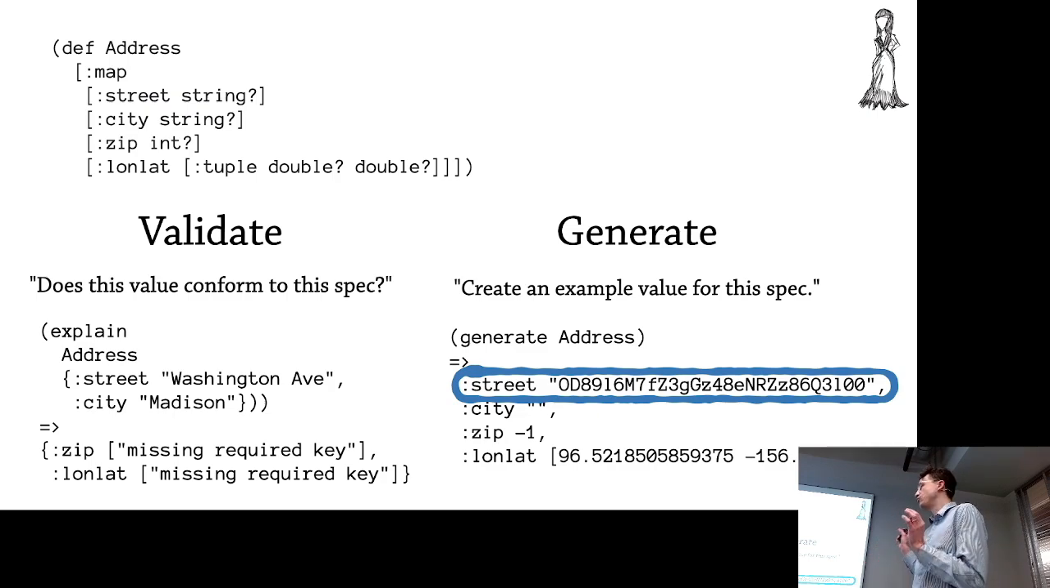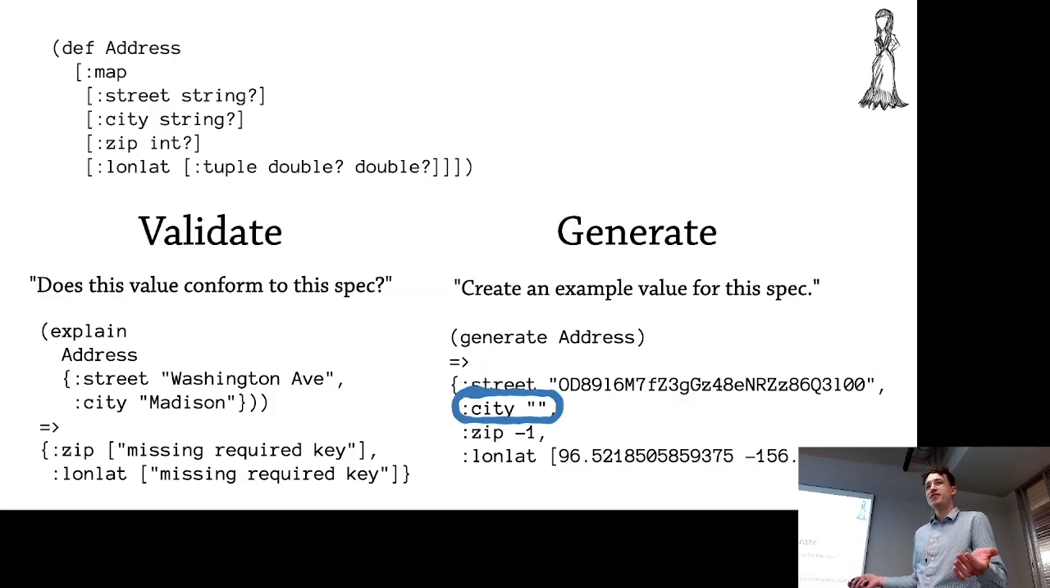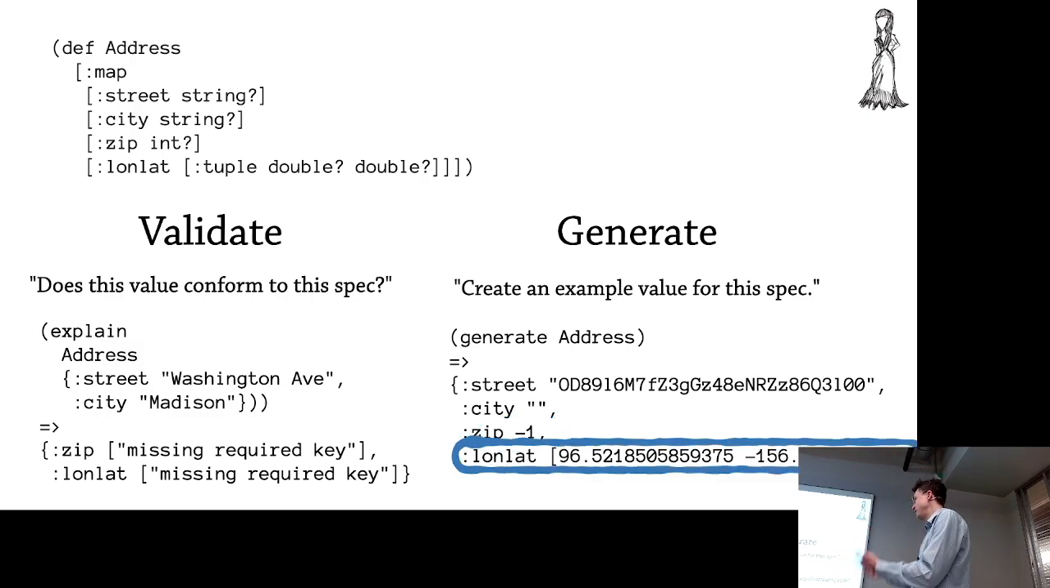They're going to try corner cases that you've never thought of, and find errors in your programs. So street is this really long gobbledygook, city. Well, maybe I didn't even think of an empty city or a negative zip code. I did not prepare this. This was what Malli gave me when I asked it to generate an address. And yeah, long latitude, nothing much there, but some pretty interesting values. Even just asking for the smallest value you can ask for the spec.